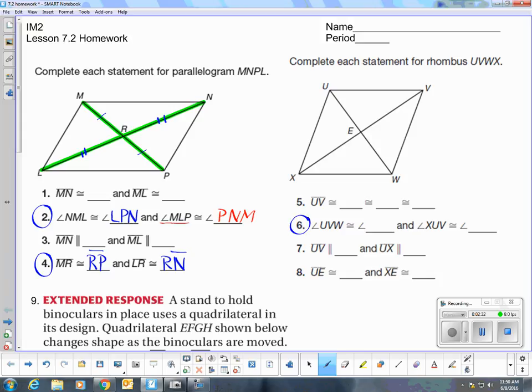Now, because in this diagram we have a rhombus, and because a rhombus is also a parallelogram, the properties that are true for a parallelogram are true for a rhombus. So opposite angles again are congruent. So angle UVW, this angle right here, is congruent to angle UXW, the angle opposite. And angle XUV is congruent to angle XWV.